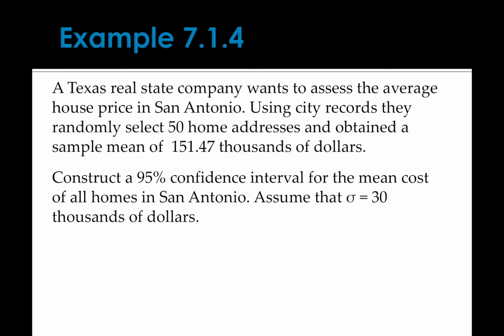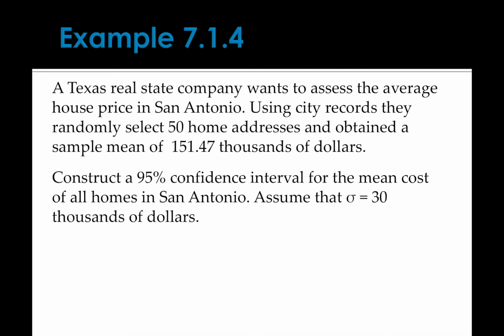Okay, so pay attention to what they just did there. That 151.47, they've kind of converted the numbers. Instead of saying $151,470, they wanted to make the numbers smaller. So they just say 151.47 thousands of dollars. Okay, so we'll keep that in mind as we're doing our calculations. So it says construct a 95% confidence interval for the mean cost of all homes in San Antonio. Assume that sigma equals 30 thousands of dollars.